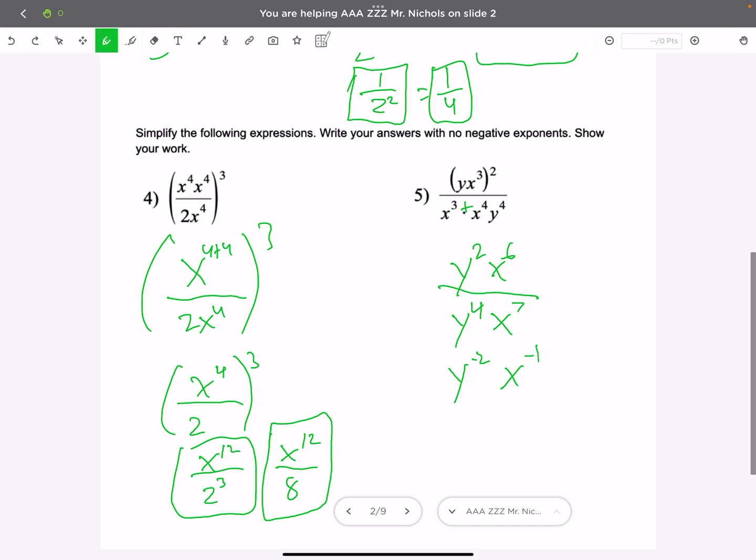But we can't write it as negative exponents. And so we would then write this as 1 over xy squared, like that.